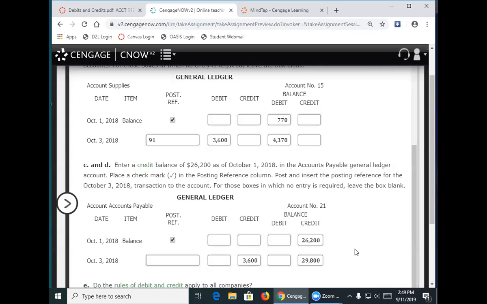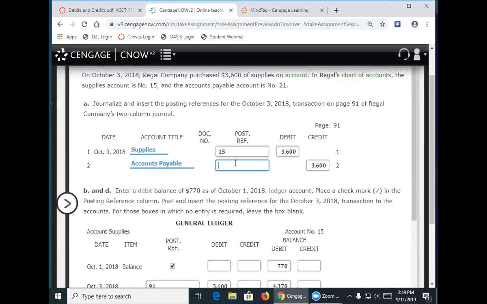And then we do the same thing. In this accounts payable ledger, we put the journal page number it came from, so the 91. And then at the top transaction, I put a 21, which is the accounts payable account number. Okay.